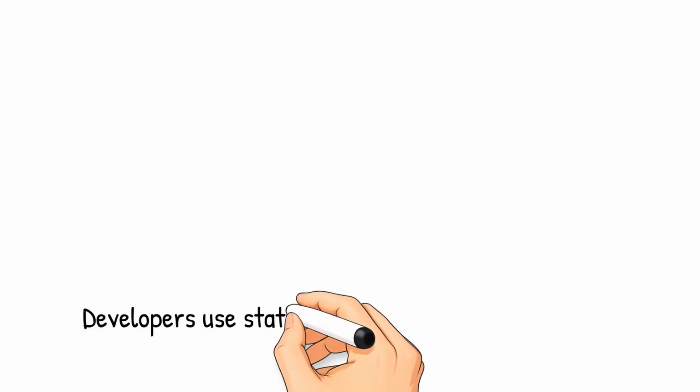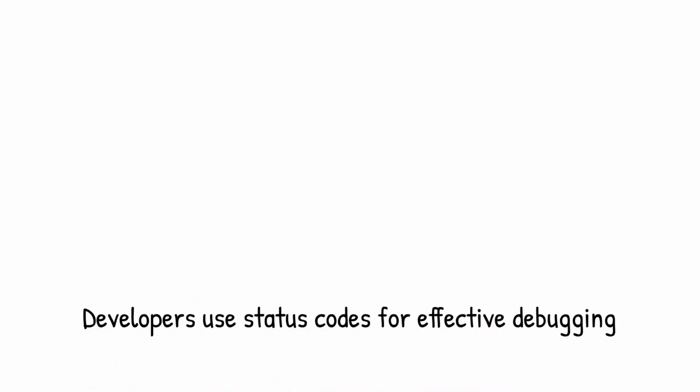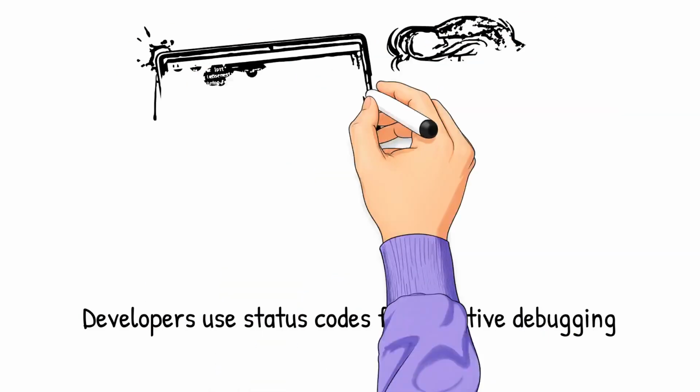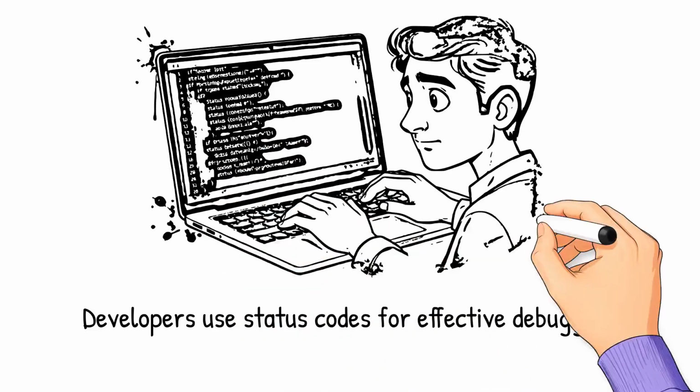This is exactly how developers debug every single day. They don't panic at an error. They read the status code first, and it points them straight to the cause.